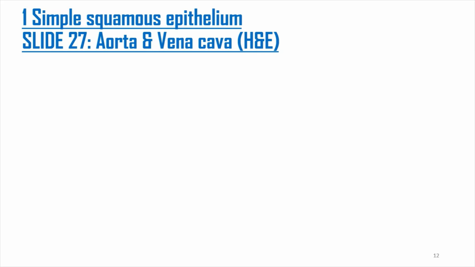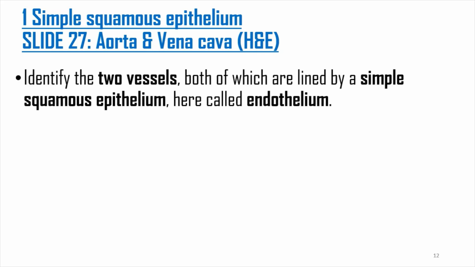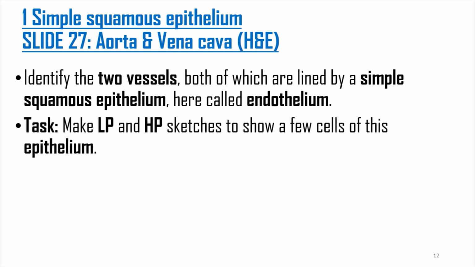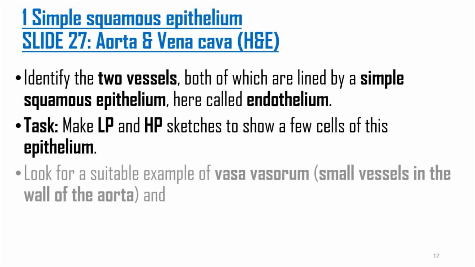And the simple squamous epithelia, we're going to look at them where they are found in the aorta and in the vena cava. First of all, you must identify the 2 vessels, both of which are lined by simple squamous epithelia. The simple squamous epithelia that are found in blood vessels are known as endothelium. So your task is to make low power and high power sketches to show a few cells of this epithelia.